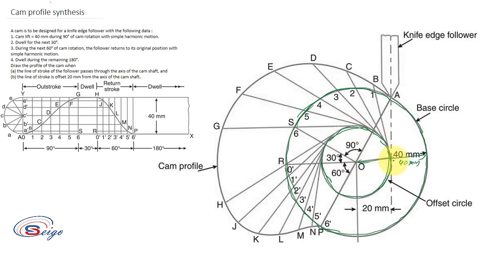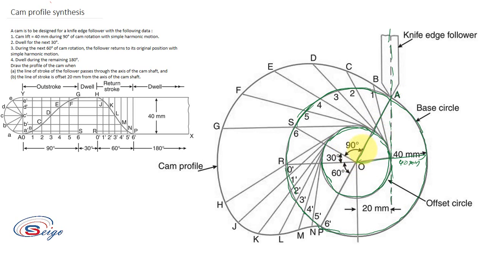After drawing this offset circle, you have to draw a vertical line, which is tangent to the offset circle. Now mark the point A at which this vertical line cuts the base circle. From this point, join A to the origin O.